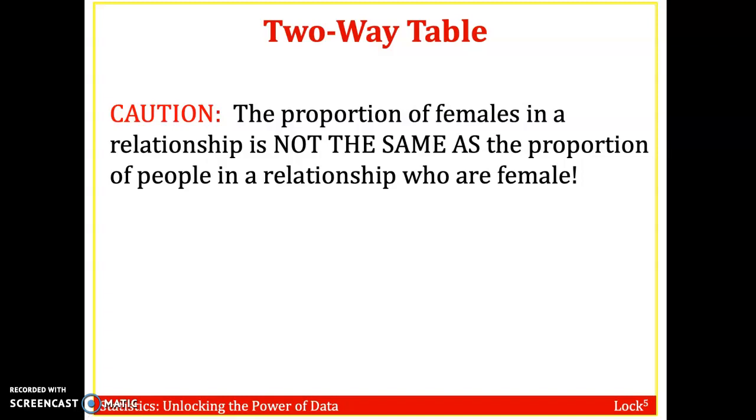So that's why I put a caution on the next slide. The proportion of females in a relationship is not the same as the proportion of people in a relationship who are females. Easy to get these mixed up. And if you turn those into percentages, they're actually quite different, 30% versus 76%. So be careful about the conditional part of the statement.